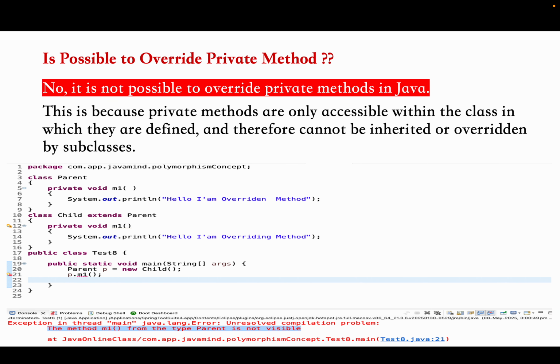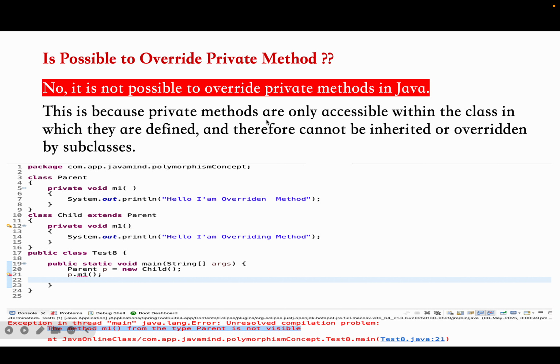Now the most important interview question: is it possible to override a private method? Most interviewers may ask, can you tell me, is it possible to override a private method? No, it is not possible to override a private method in Java. Why? Because private methods are only accessible within the class, as you know very well. I mentioned class Parent here, so the scope is only this class. We cannot override it in another class.